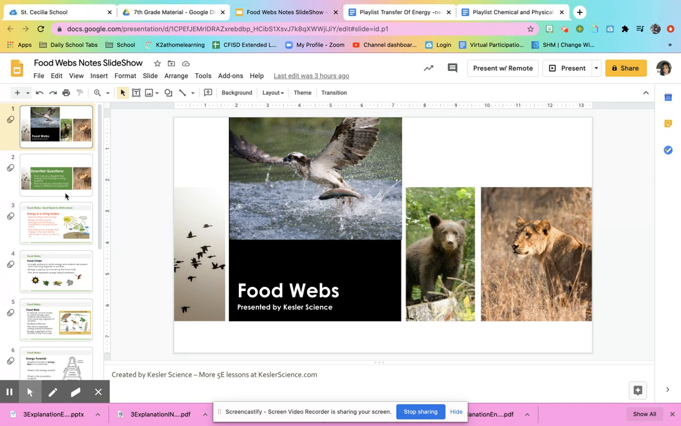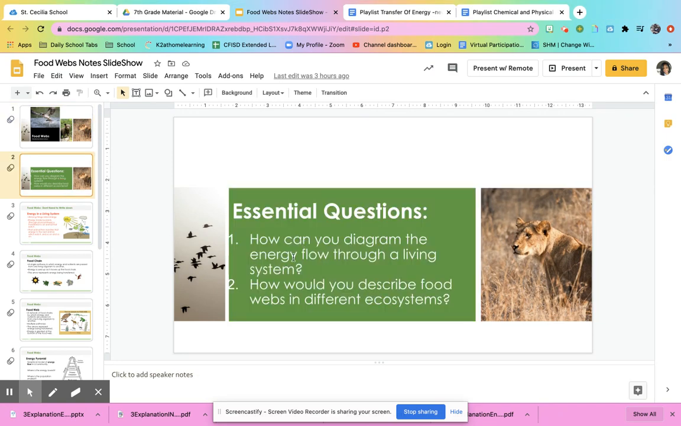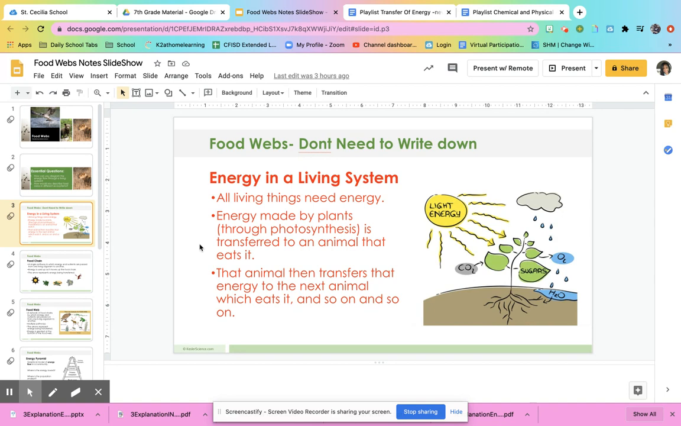So here are your essential questions for this. How can you diagram the energy flow through a living system, and how would you describe food webs in different ecosystems? So this is a review here from the next slideshow that you guys are going to be watching. You should be doing this slideshow first, okay? So if you're doing this slideshow first, great. If you pulled up the other slideshow first, then you should go back to this one, okay? Anywho, you don't need to write this down again. That's why it's in red, because it's in the other guided notes.